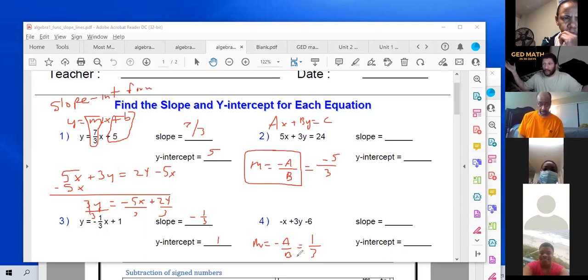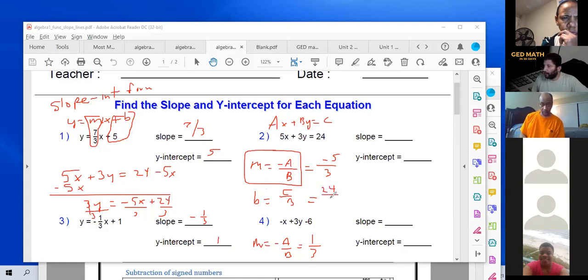Okay, now to find the y-intercept given the standard form, you're going to do the same thing. C over B. C is what? 24. B is what? 3. What's 24 divided by 3? 8. So my slope is negative 5/3.